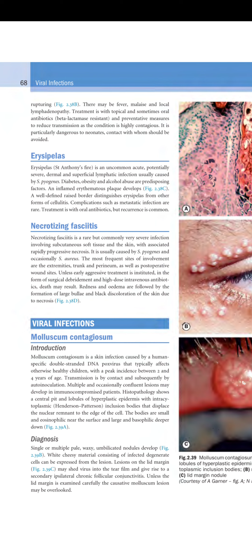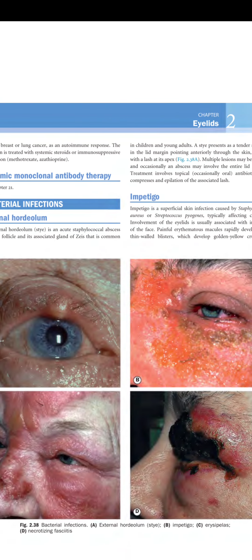Beta-lactamase resistant antibiotics and preventive measures to reduce the transmission are used, and the condition is highly contagious. It is particularly dangerous to neonates, contact with whom should be avoided. So this is impetigo.